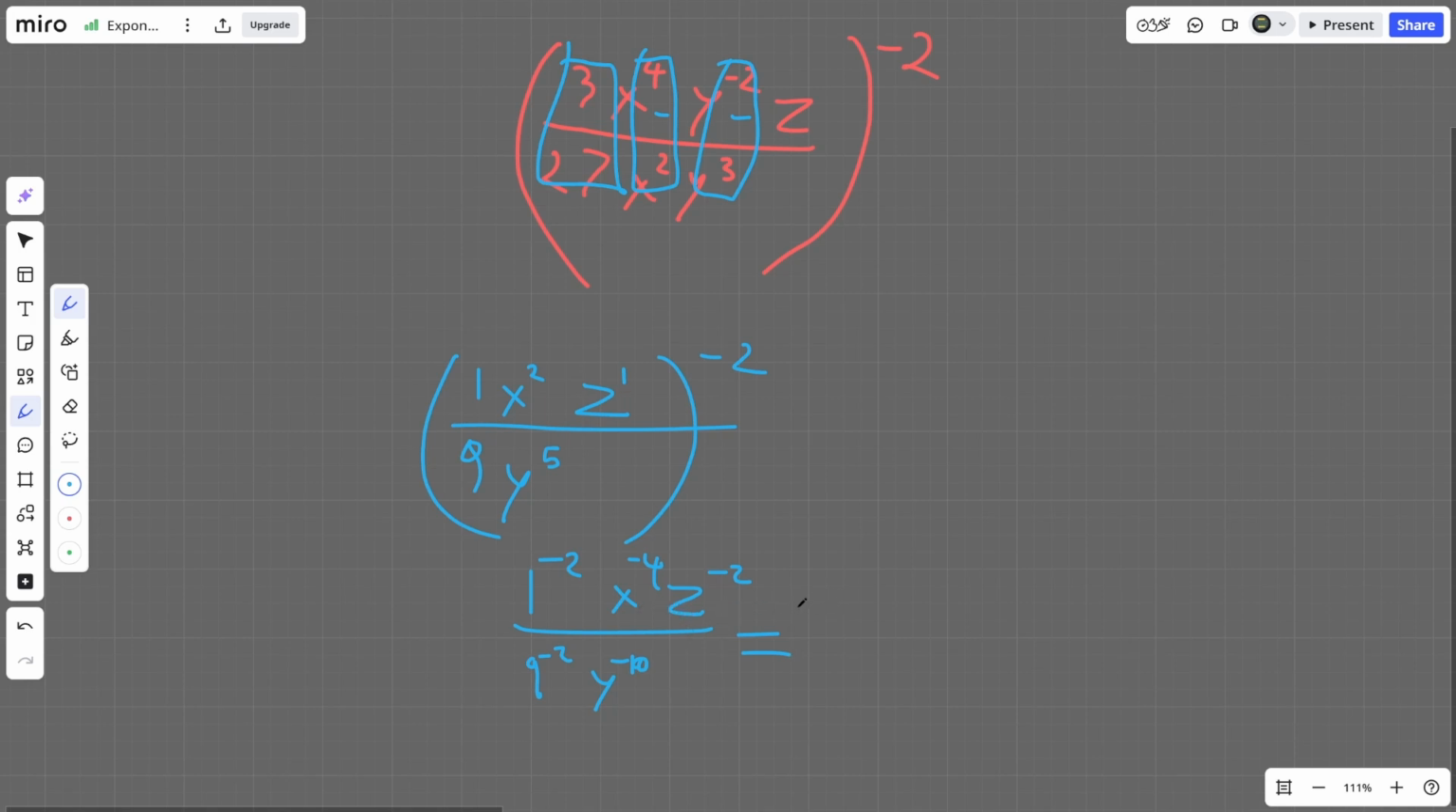So this would be, the 1 just goes away, that doesn't really matter. This would be 9 squared is 81, y to the 10th, over x to the fourth, z to the second. So that's one way of doing it.